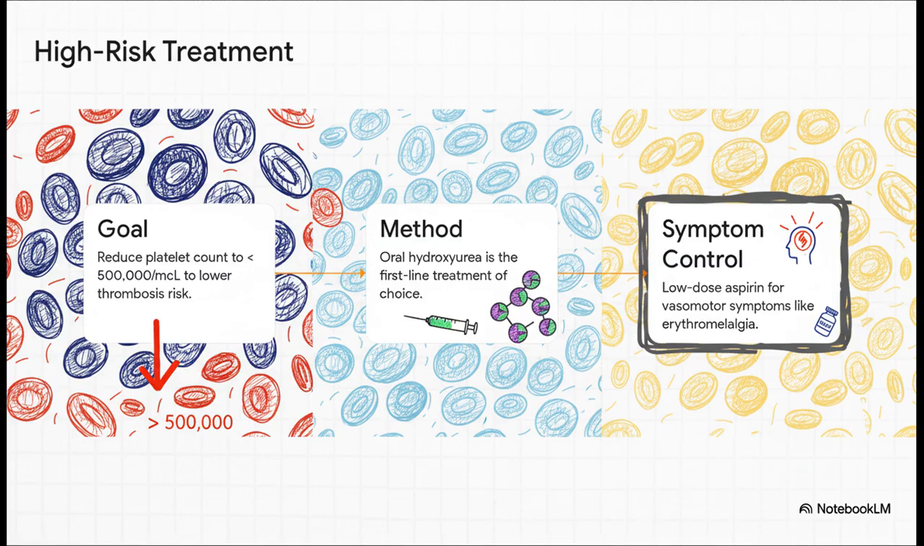Step 1, what's our goal? We want to get that platelet count down to a much safer level, usually under 500,000. Step 2, how do we do it? The go-to medication for this is an oral drug called hydroxyurea. And step 3, for those specific symptoms like the burning hands, a simple low-dose aspirin works like a charm.